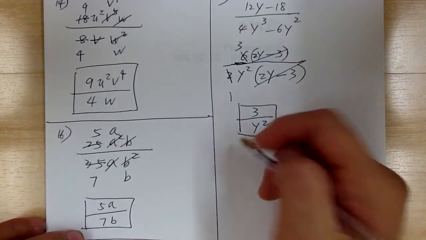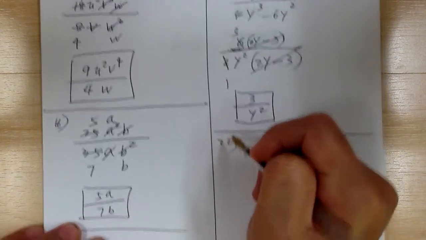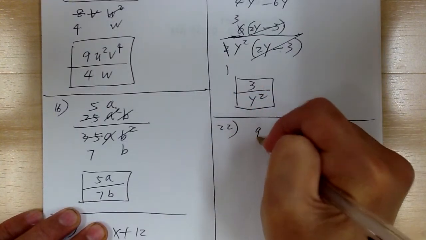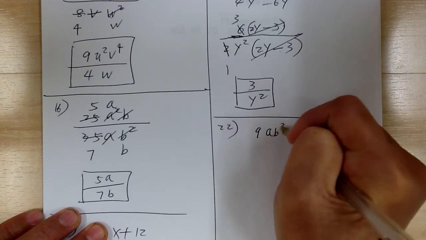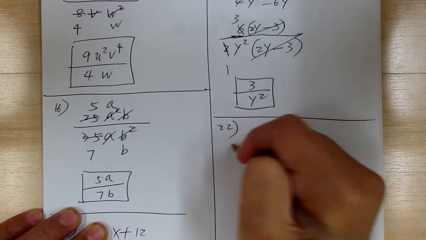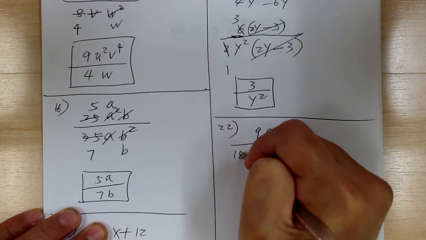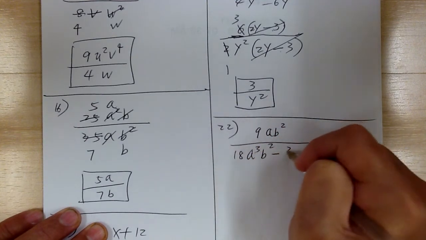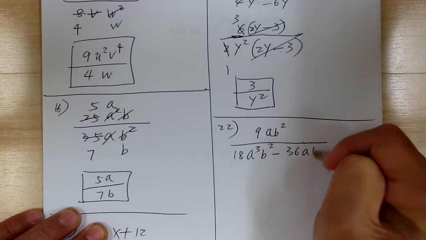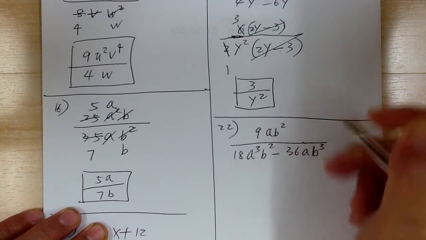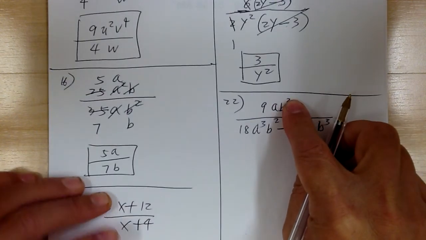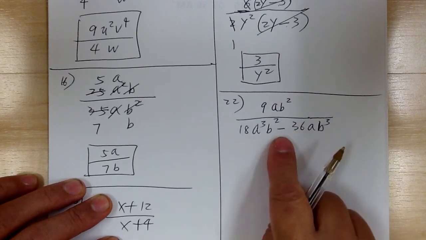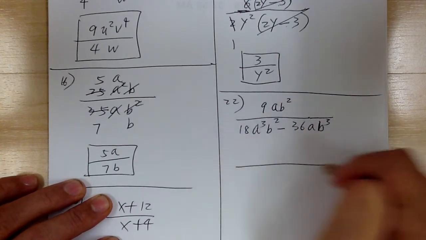Okay, let's go to number 22. You have 9ab squared over 18a cubed b squared minus 36ab to the 3. So the top, nothing you can do about, but bottom, again, these are terms. As soon as you see terms, you got to do factoring.